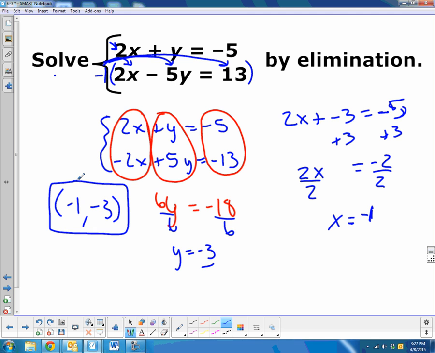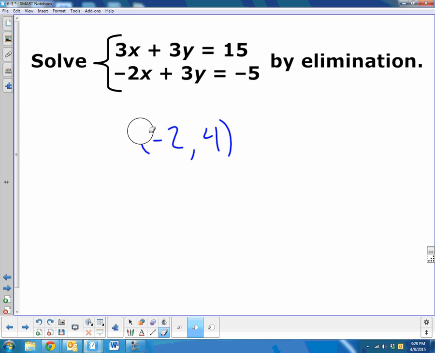And again, I got that by manipulating that equation so that the x's eliminated themselves. There were no more x's to work with, and I could just solve for y. I had to change it a little bit here. 2x plus 2x didn't work, so I had to change it to a -2x. And if I change the -5 and I change the 13, it still works, because I'm taking the opposite of everything.